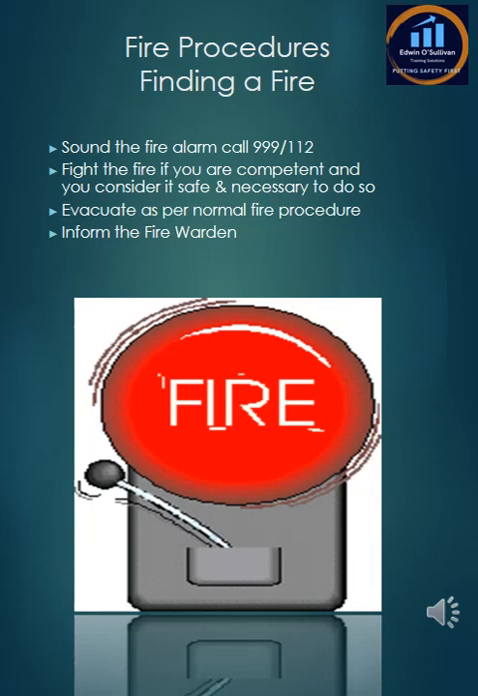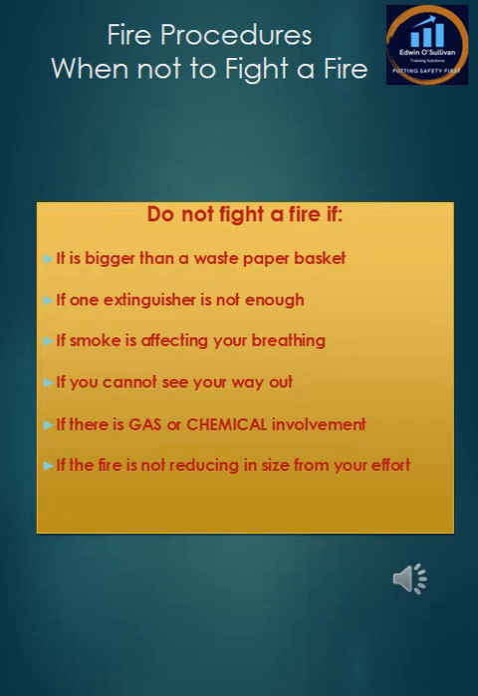Later on in the course we will cover all steps on how to fight a fire and when to fight a fire. So we all know it's important to know when to fight a fire, but it's more important to know when we should not fight a fire. We do not fight a fire for the following reasons: if it is bigger than a waste paper basket, if one extinguisher is not enough to put it out, if smoke is affecting your breathing, if you cannot see your way out or exit point, if there is gas or a chemical involvement in the fire, and if the fire is not reducing in size from your efforts. If any one of these points is relevant to your current circumstance in fighting a fire or finding a fire, it's important to know that life is more important than property. Sound the alarm, get out, get people to safety.